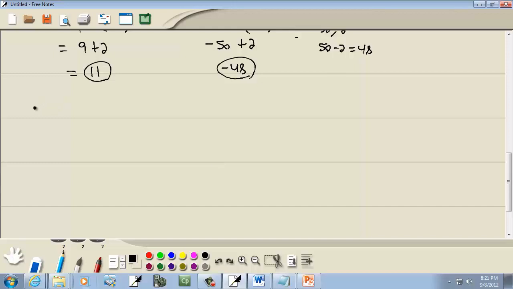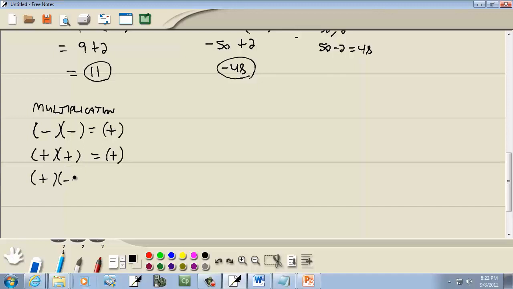Now if you got multiplication, you multiply just like normal, but you look at the signs. If I got a negative number times a negative number, that's going to give me a positive number. If we have a positive number times a positive number, that's going to give us a positive number. If we have a positive number times a negative number, that's going to give us a negative number. And if we have a negative number times a positive number, that's going to give us a negative number.